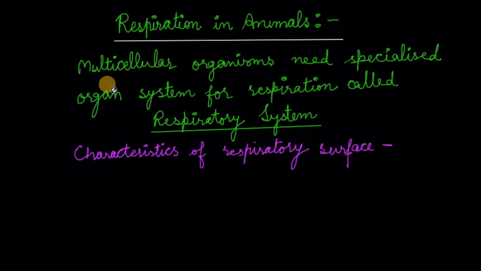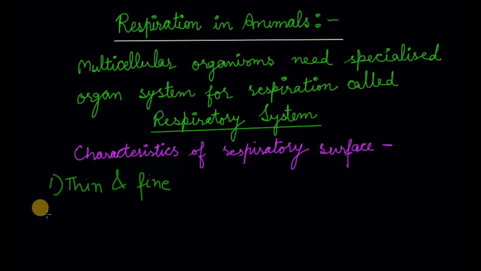Now, how does respiration occur in animals? All multicellular organisms need a specialized organ system for respiration called the respiratory system, and every respiratory system should have a respiratory surface with some desired characteristics. The first point is that the respiratory surface should be thin and fine, and if it is lined by a single-layered epithelial tissue, then it is far better.